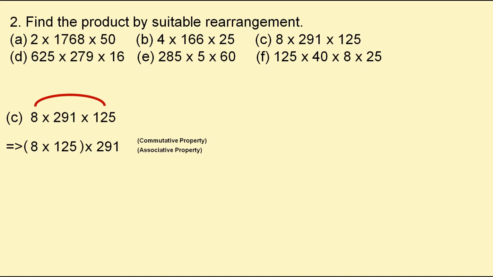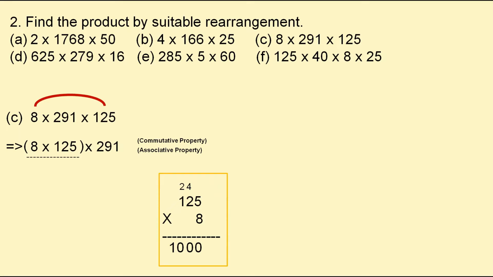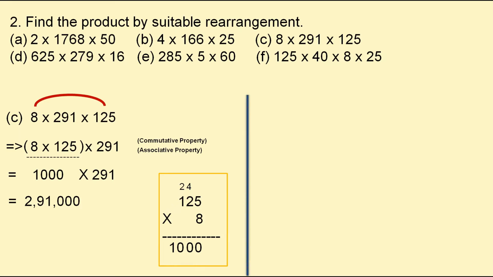Now let's check the product of 125 into 8. So 8 5s are 40, so 4 is on carry. 8 2s are 16 plus 4 is 20, so 2 is on carry. 8 1s are 8 plus 2 is equal to 10. So the answer of 125 into 8 is 1000. Okay, now let's multiply this 1000 with 291. Now, the final answer of this equation is 2,91,000. Okay, now let's move to the fourth equation, that is 625 into 279 into 16.